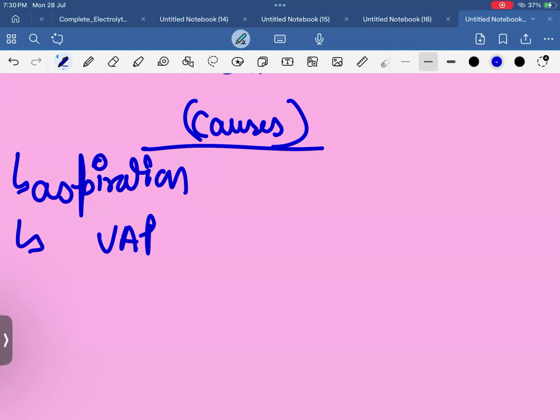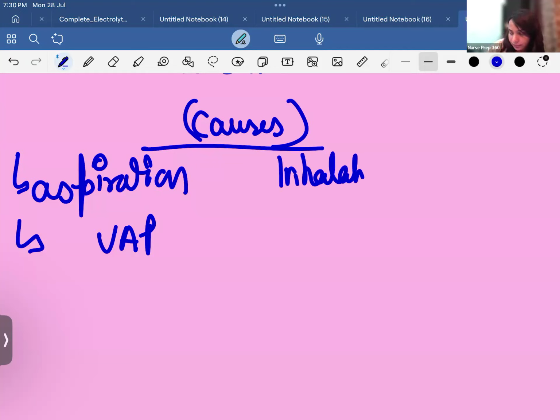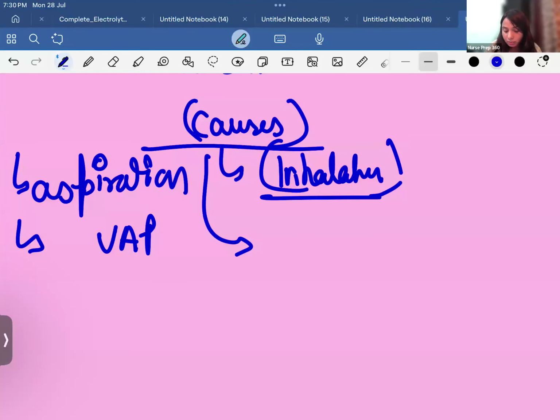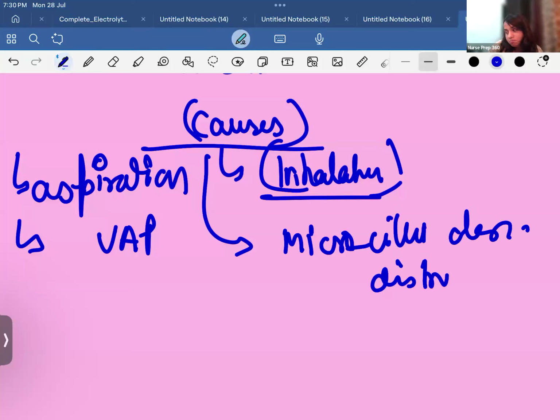Bacterial pneumonia. Bacterial pneumonia? Yes. No, that pneumonia is due to infection. It comes under causes, right, the bacterial one. Has anyone heard of inhalation pneumonia? Inhalation pneumonia is there. There's another pneumonia which is called microciliary clearance disturbance pneumonia. Allergic? Sorry? Allergic pneumonia. No. Allergic is asthma.